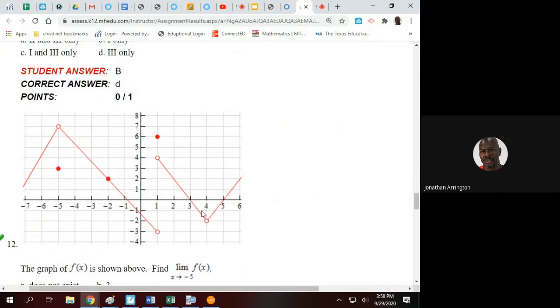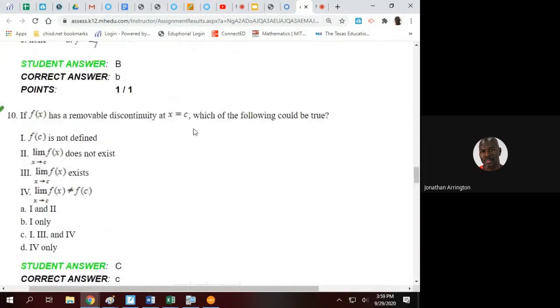But since the rest of the function is the same, the limit is always going to exist at a point where you have a removable discontinuity. The limit will always exist. So it could not be true that the limit does not exist. The limit exists at removable discontinuities. So the limit does not exist, choice 2, that can't happen. Definitely the limit exists, choice 3, that definitely could happen. So the other 2 things to consider: can f of c not be defined? And could the limit not be equal to f of c?